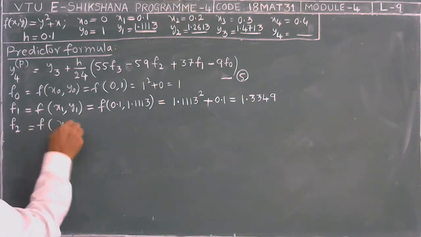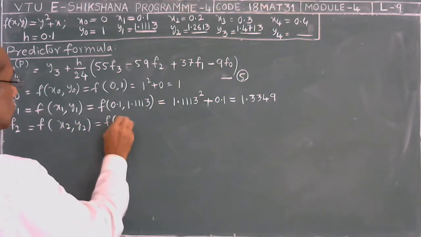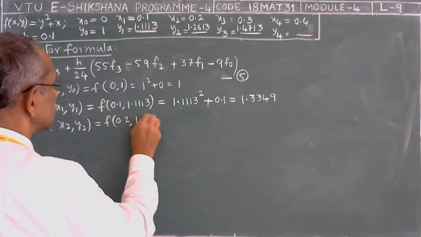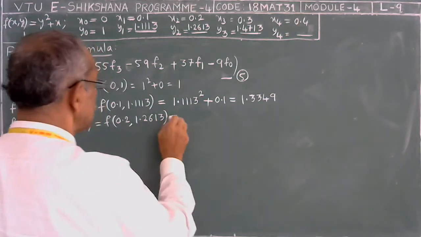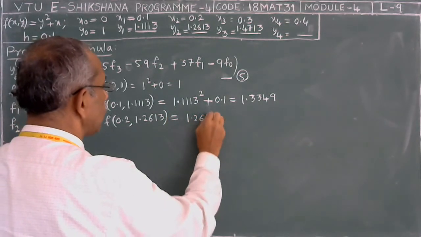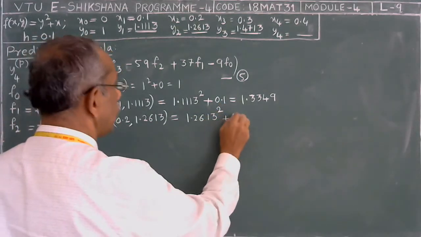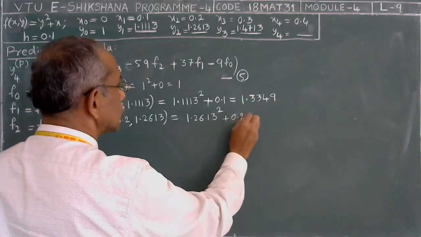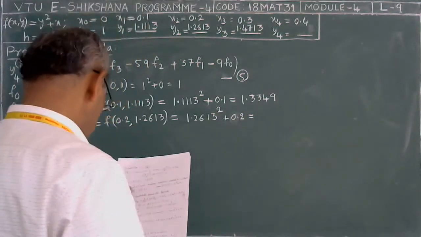Then f2 is f of x2 comma y2. This is equal to f of 0.2, 1.2613. So by definition this is 1.2613 square plus 0.2. So using a calculator, if you calculate, you get 1.7908.